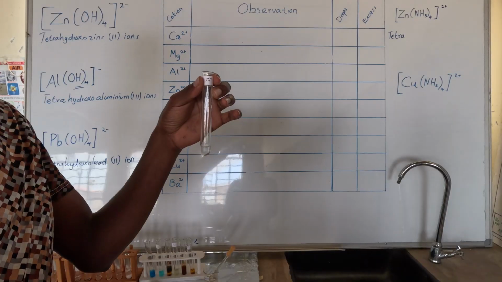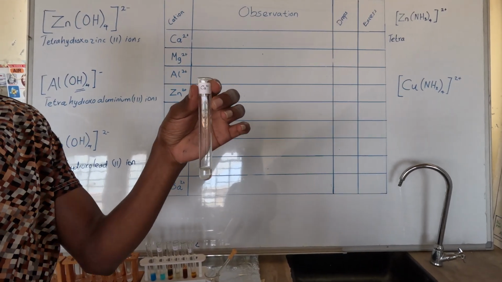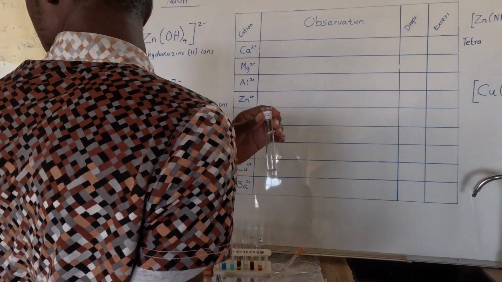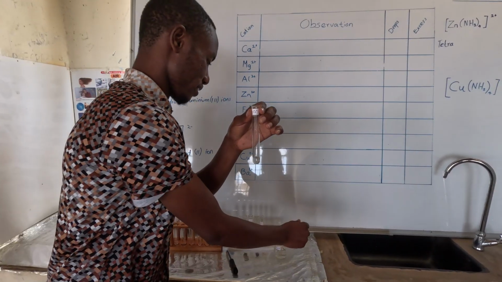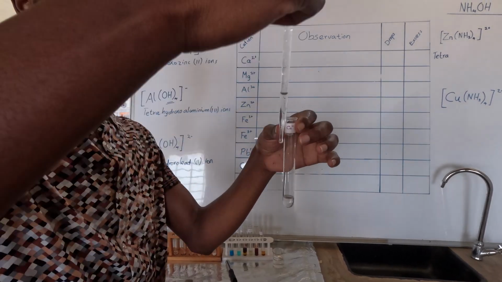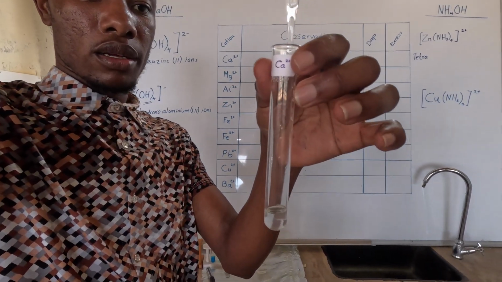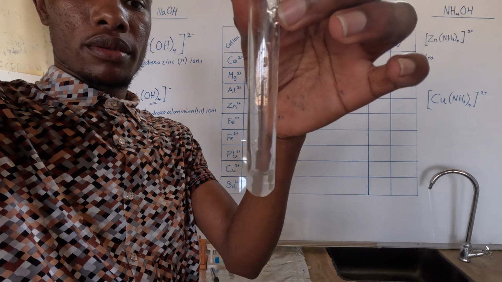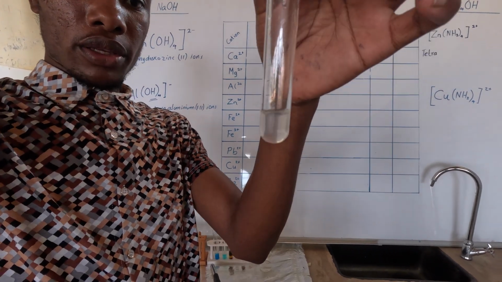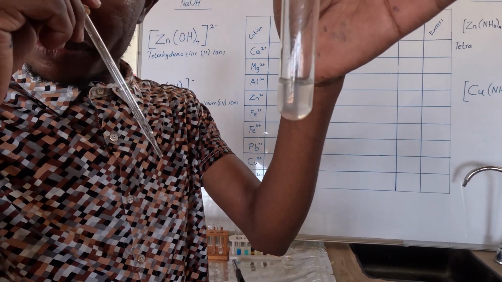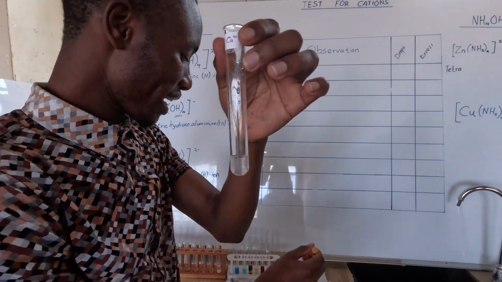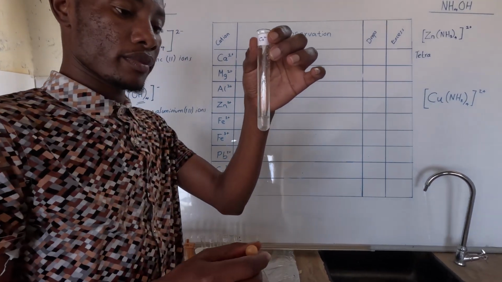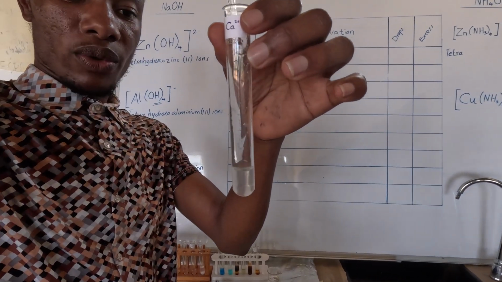Thank you so much. Okay, we are going to start with calcium, and we are going to add a few drops of ammonia. So, a few drops of ammonia. There is a faint precipitate. In most exams, they tell you to add excess ammonia. So, what will happen?